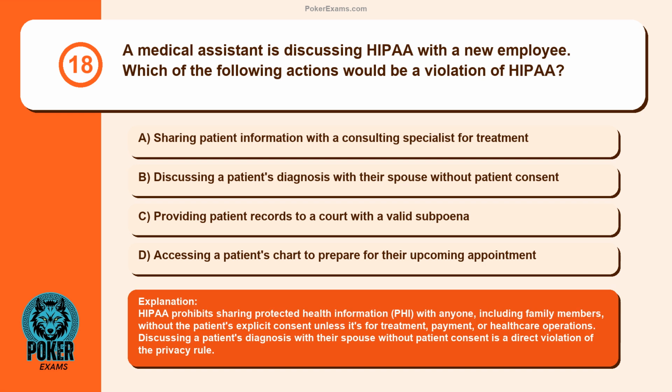HIPAA prohibits sharing protected health information, PHI, with anyone, including family members, without the patient's explicit consent unless it's for treatment, payment, or healthcare operations. Discussing a patient's diagnosis with their spouse without patient consent is a direct violation of the privacy rule.